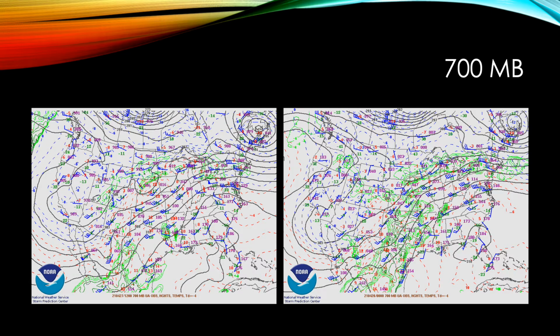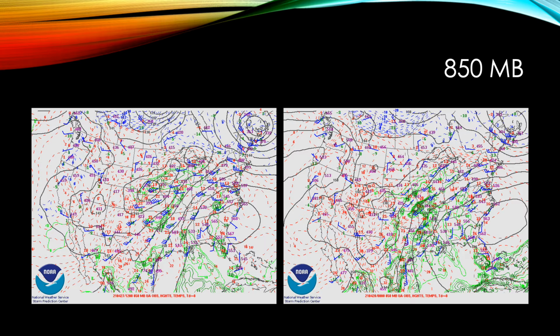Looking at the 700 millibar layer, again, you still see that trough hanging out over the southwest and a little bit more moisture over our forecast area. Again, you can really see that shortwave fairly well.